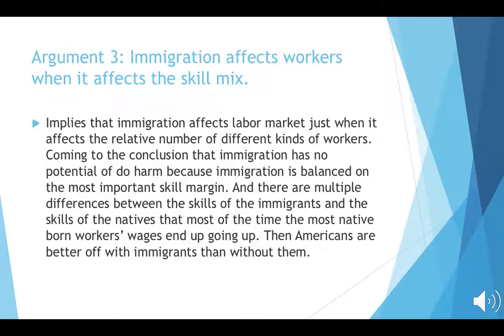He uses data from the last years and then concludes that, due to the different skills that immigrants and native Americans have, the only effect that immigrants bring to workers is that actually most of the wages of Americans end up going up.